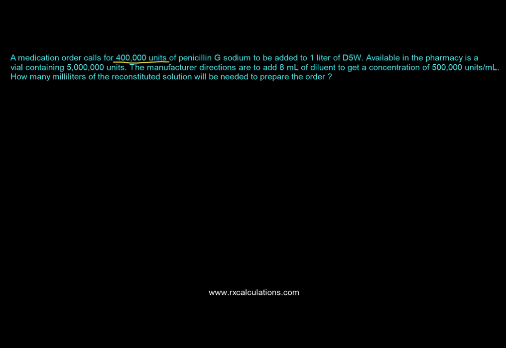We find out that this 400,000 units is added to 1 liter of D5W. This 1 liter of D5W, or dextrose 5%, is your carrier, your large volume parenteral. That's the bag where you're going to put the drug. So we don't need this quantity for any of the calculations in this example. Once we figure out how much volume you need, we put that volume into this 1 liter bag. It also tells you that you have a vial that contains 5 million units, the total quantity of drug in your vial. It gives you how much volume to add, the volume of your diluent. But the question actually gives you the final concentration. How do we know? It's units per volume, units per ml.